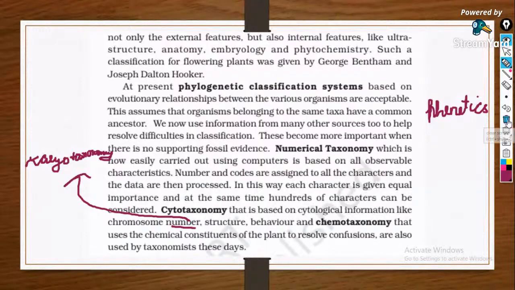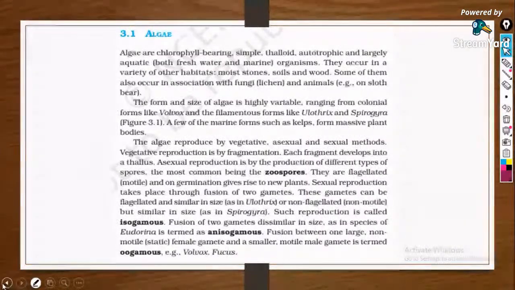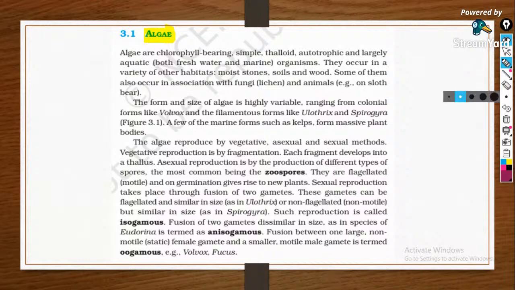Then we are moving on to the next topic: algae. We said that the cryptogams, the non-seeded plants, are further classified into three: thallophyte, bryophyte, and pteridophyte. This term thallophyte is also known as what? Algae. Thallophytes are also known as algae.